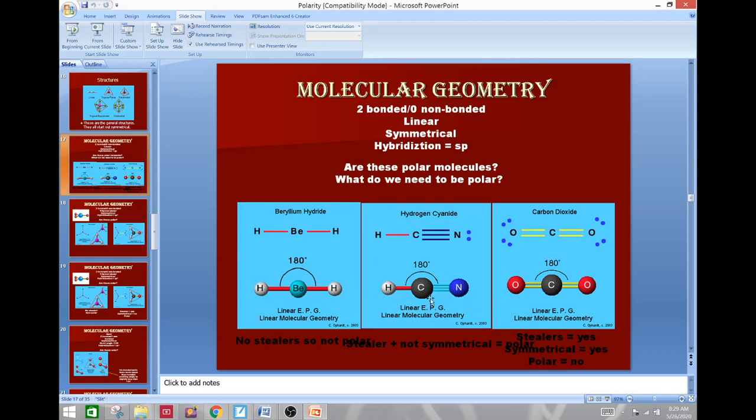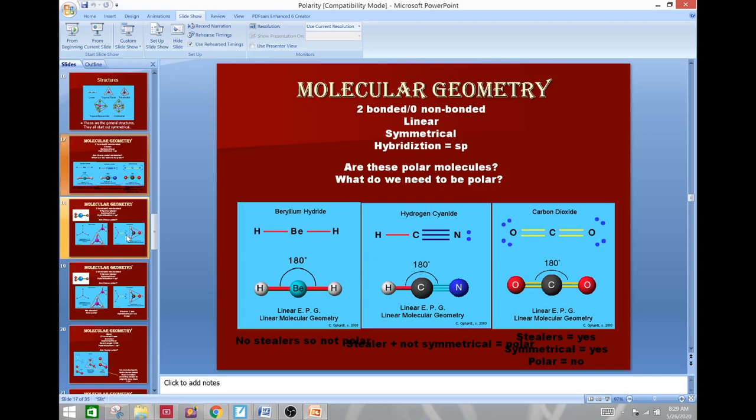Hydrogen cyanide, however, has a highly electronegative atom, nitrogen, so it's not symmetrical. This is a polar molecule. It has a highly electronegative atom, and it's not symmetrical. Here we have carbon dioxide. That one is symmetrical, so dipole moment of 0.